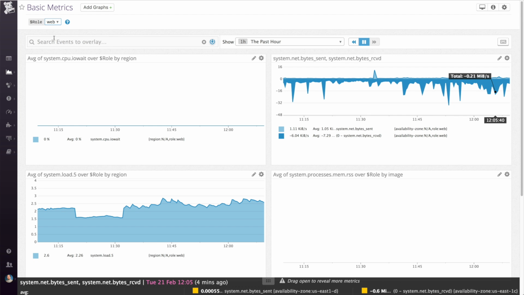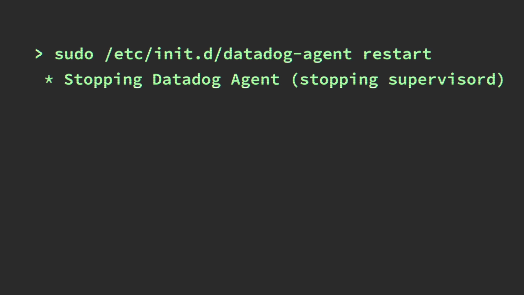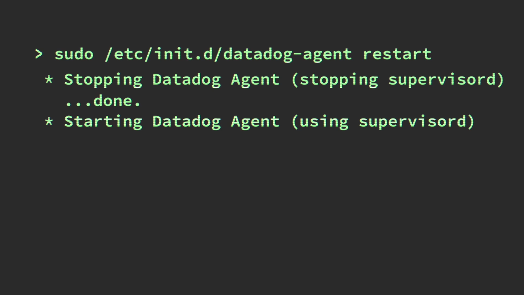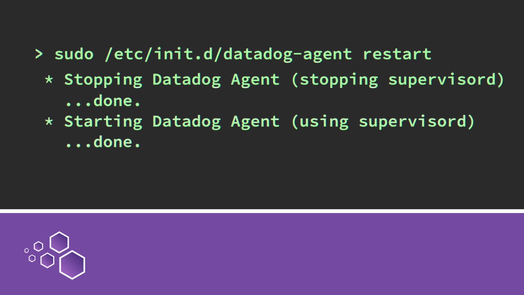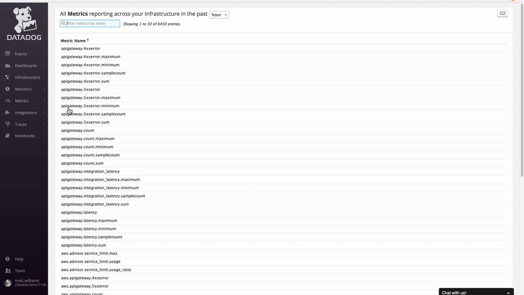When you make any changes to the configuration of the agent or any of the integrations, you have to restart the agent. The command you use differs on the various platforms, so refer to this URL for more on doing that. Now that you're collecting metrics from a single agent, let's take a look at what's being gathered.